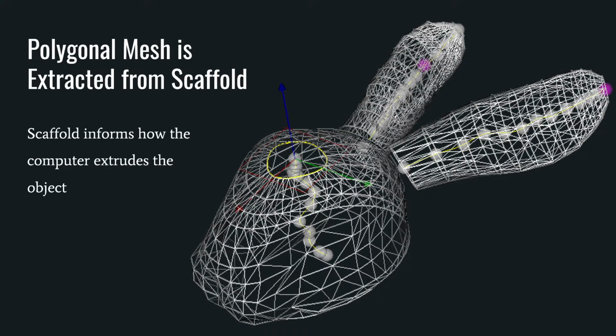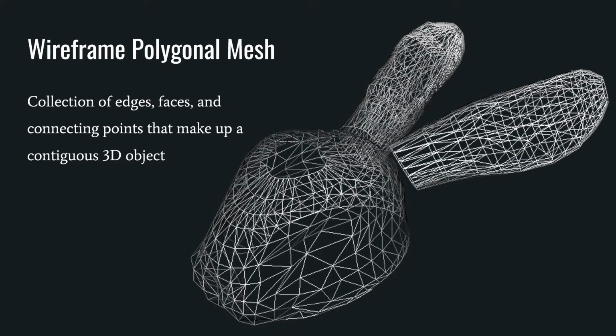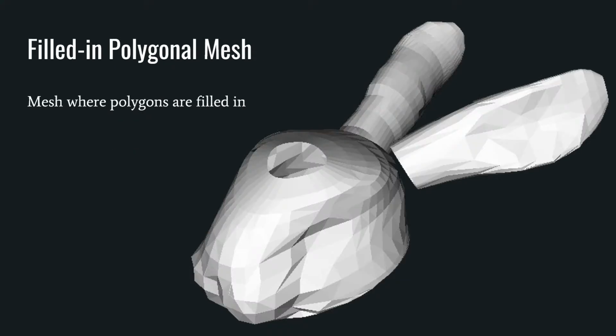What your computer will do next is it'll extrude that scaffold in order to create a polygonal mesh, which is a collection of edges, faces, and connecting points that make up a contiguous 3D object that your computer can then interact with. And once that's filled in, this is what you're left with, and this is kind of what everyone conceptually thinks of as an actual 3D object that a user would use.